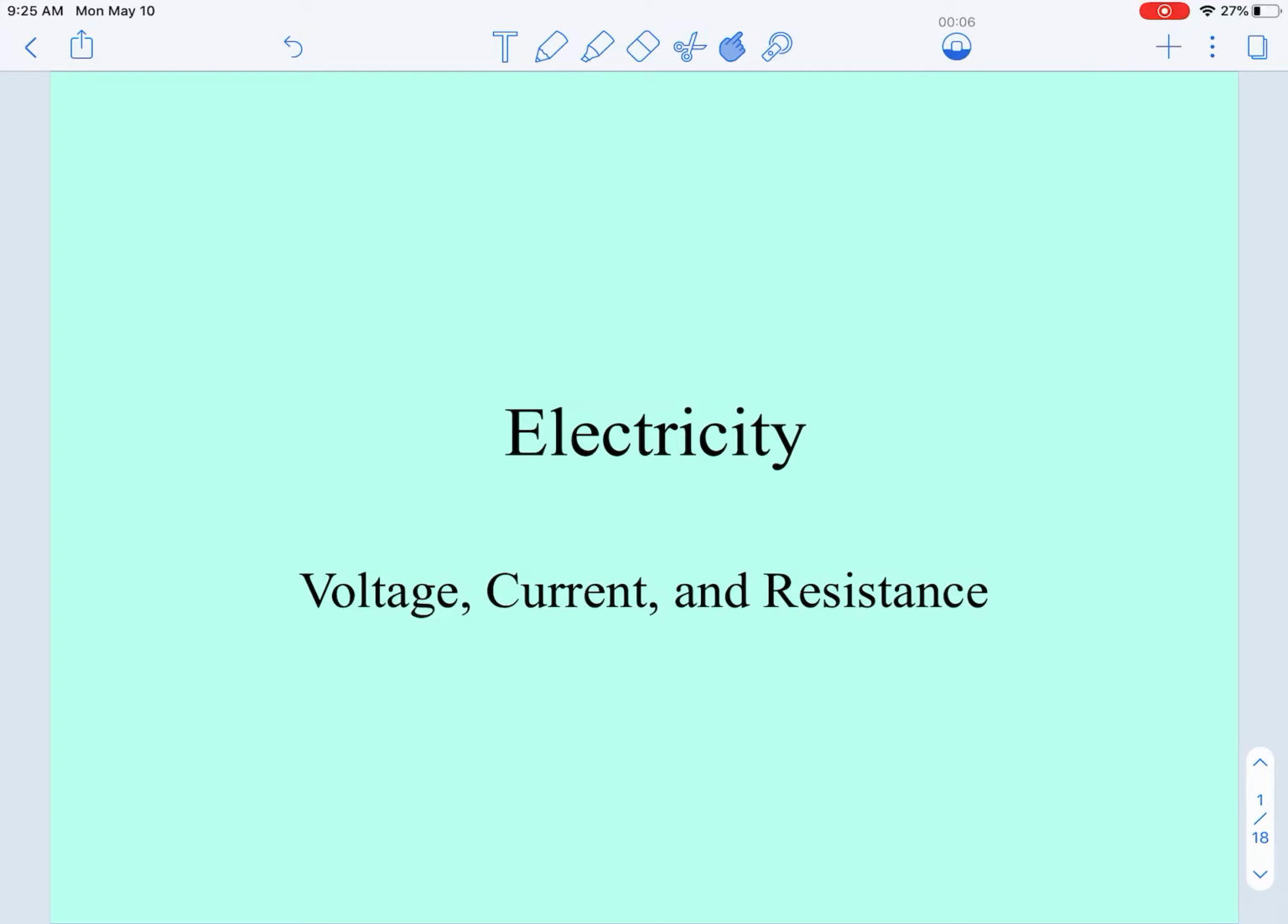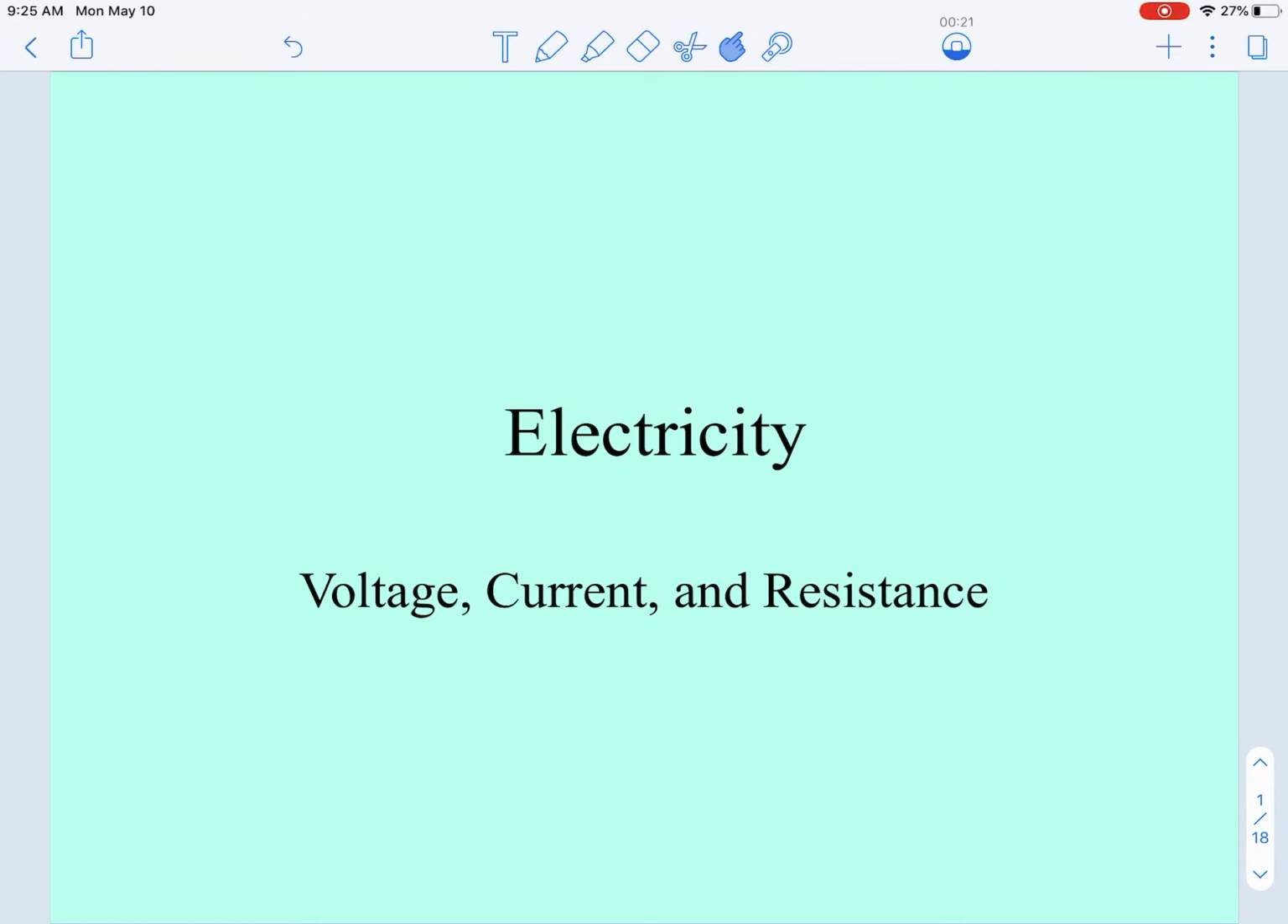All right, today we are talking about electricity, which is the flow of electric charges. Specifically, it is the flow of electrons, which are negatively charged particles. We have protons that are positively charged, electrons that are negatively charged.